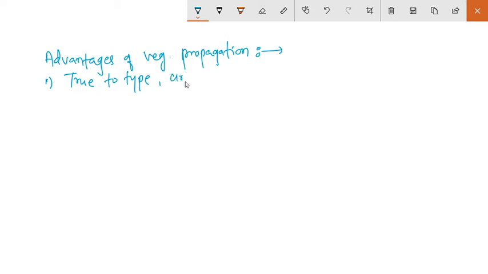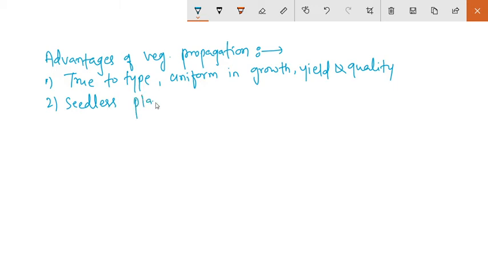They are uniform in growth, yield, and quality. Okay. Then some seedless plants can be propagated by this method only.